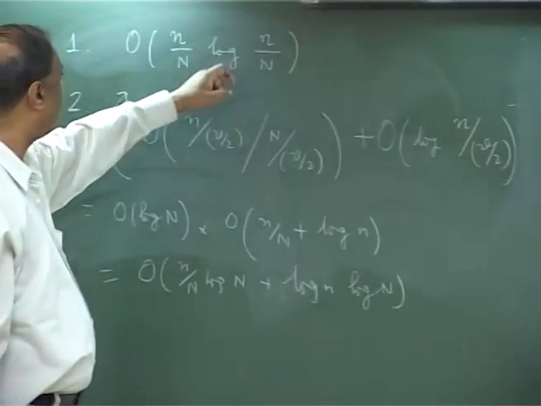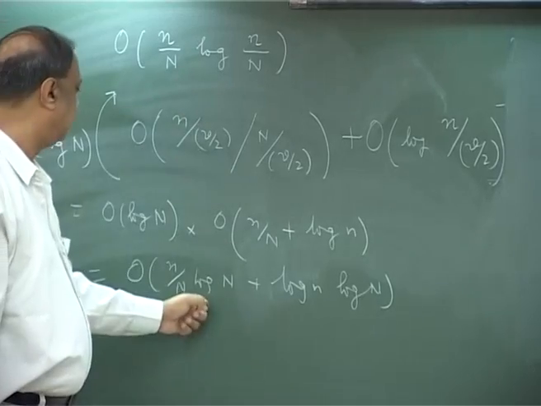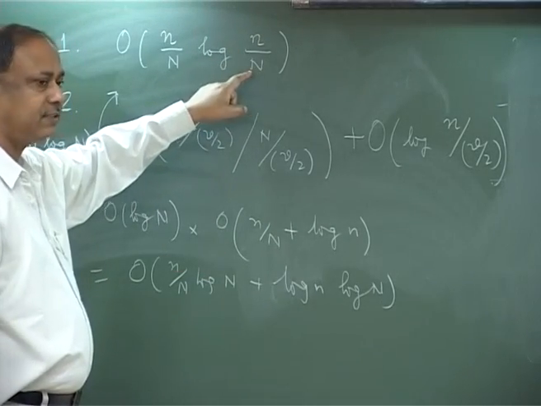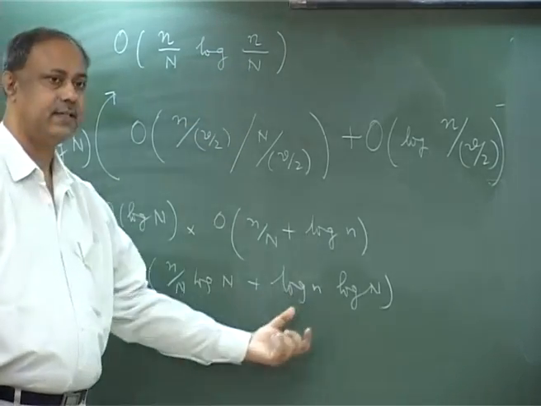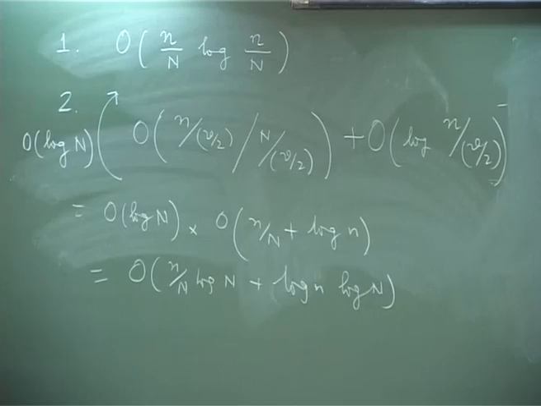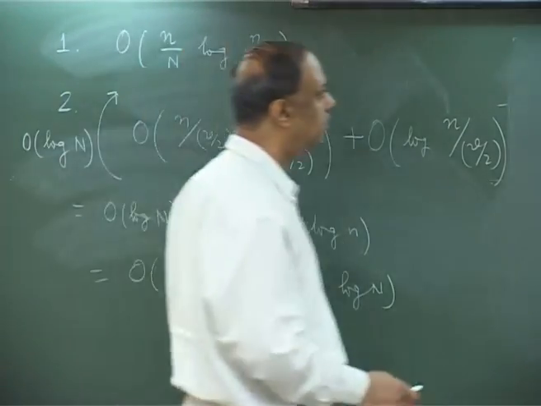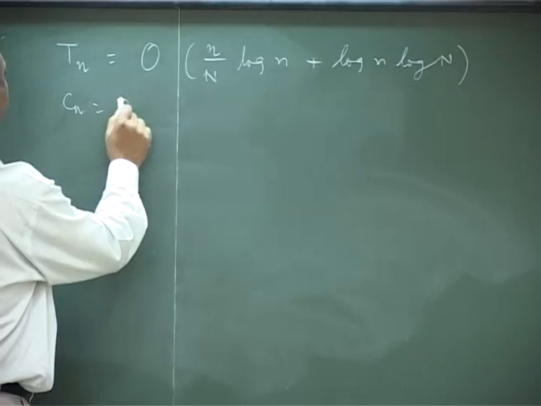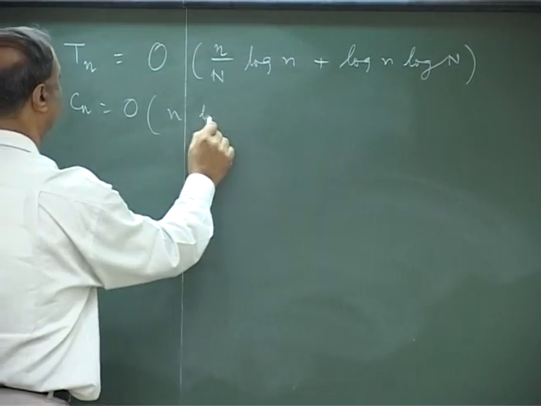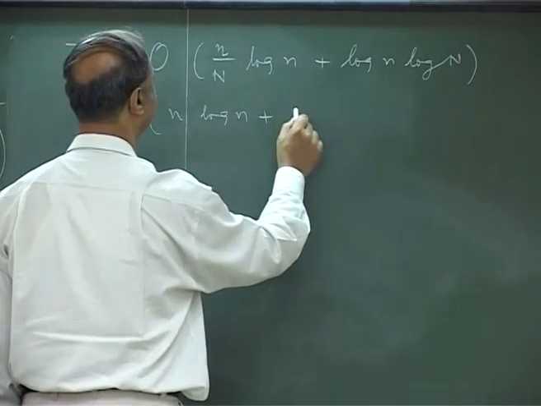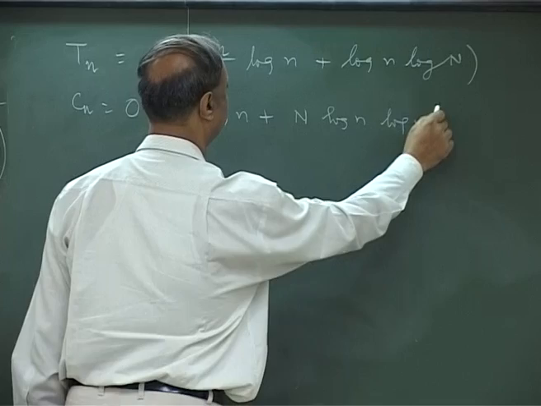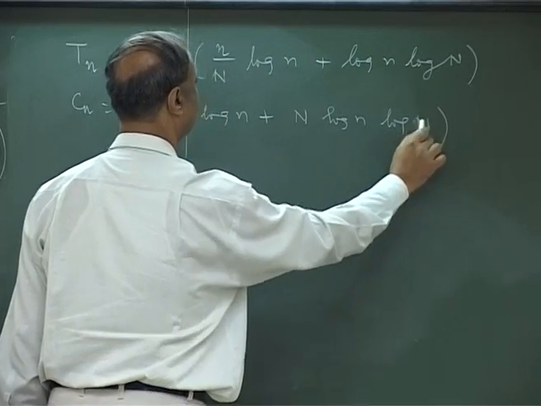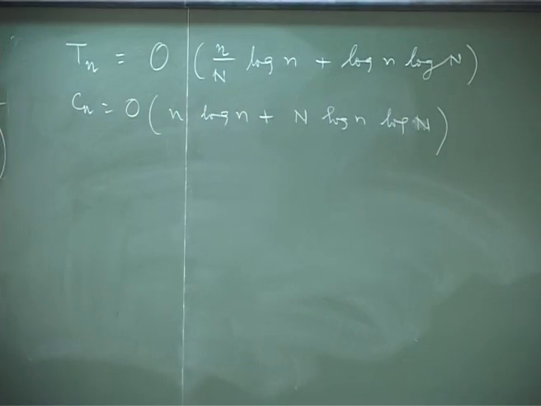If I write this is log n, then this gets cancelled, right? Log n minus log n will be coming, plus log n will be coming, so log n plus this. Agreed or not? So cost becomes order n log n plus N times log n log n. Tell me, here is a lot of problem, I think.